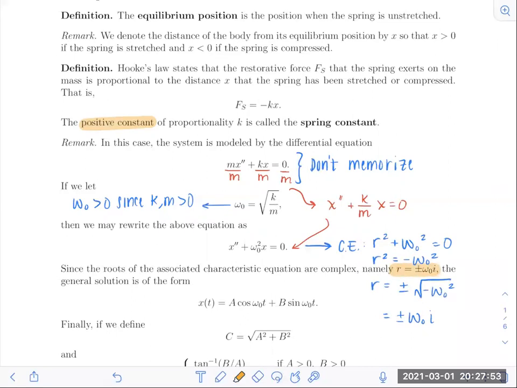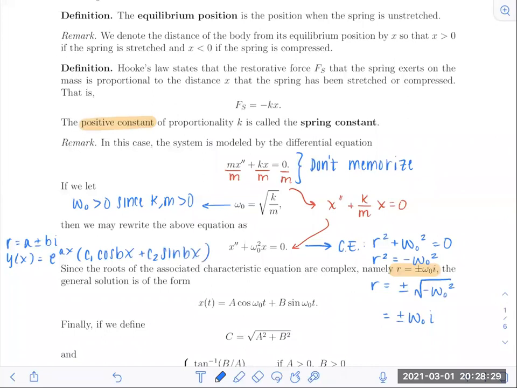And so now we have to think back to section 3.3, which said, how do we handle complex roots of our characteristic equation? So what we do is, if we have, I'm going to write over in the other margin, if we have r equals a plus or minus bi, then we write out our solution as e to the ax times c1 cosine bx plus c2 sine bx. Now, what do we have here?